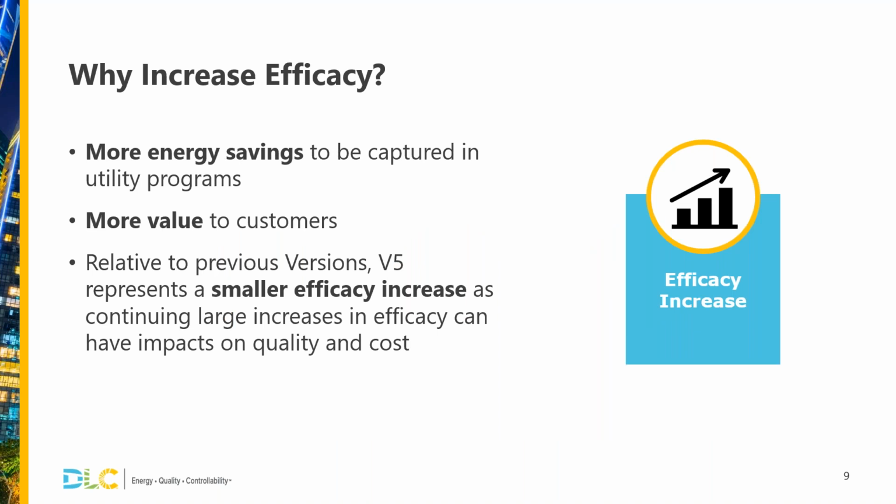So why increase efficacy? Well, this one is in our mission. We want to provide more energy savings to our utility members and their efficiency programs. We also want to provide more value to lighting customers by lowering their utility bills and reducing things like carbon emissions. As we'll see in a moment, the efficacy increases in version 5 are lower than in previous revisions, and that is to, again, meet that goal of balancing energy efficiency and quality of light and product cost.